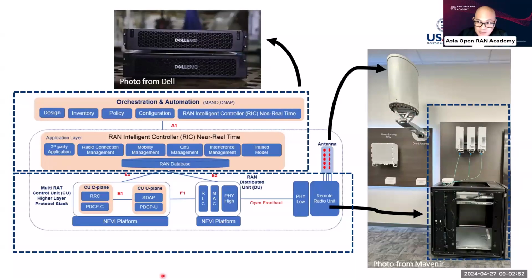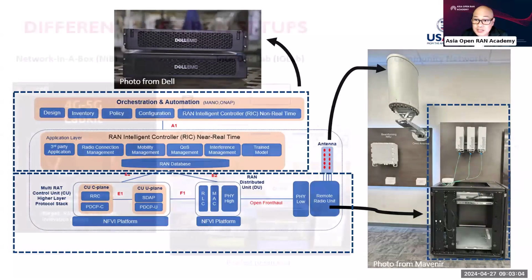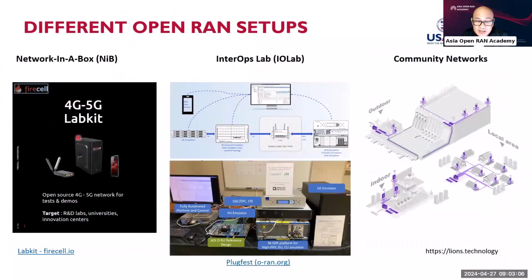Of course, in the laboratory, for research, it's a different setup. Okay, so we have different setups of Open RAN, especially for testing and research purposes. So for testing, like this one, this is also an open source 4G, which is based on the Open RAN system. We call it a FireCell. So it's a lab kit. This is designed for teaching purposes and for implementation of Open RAN for a private network.